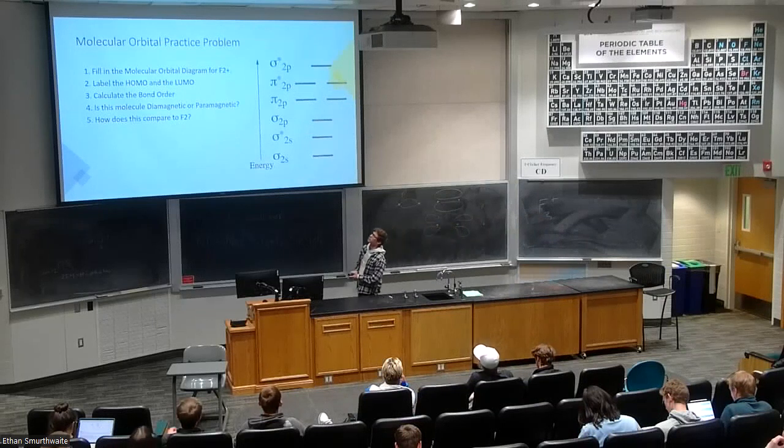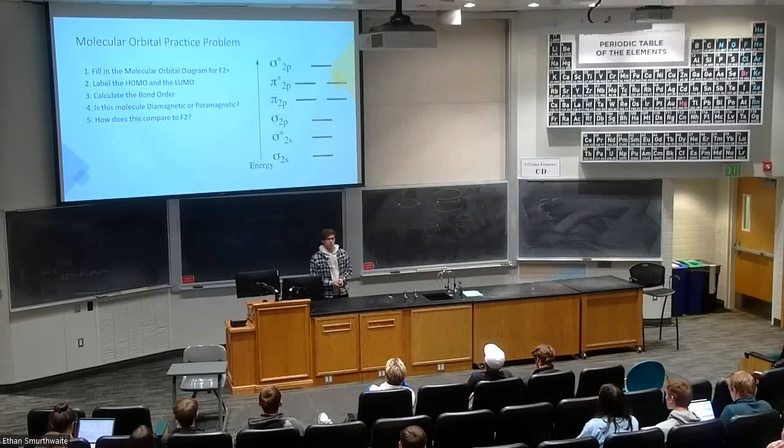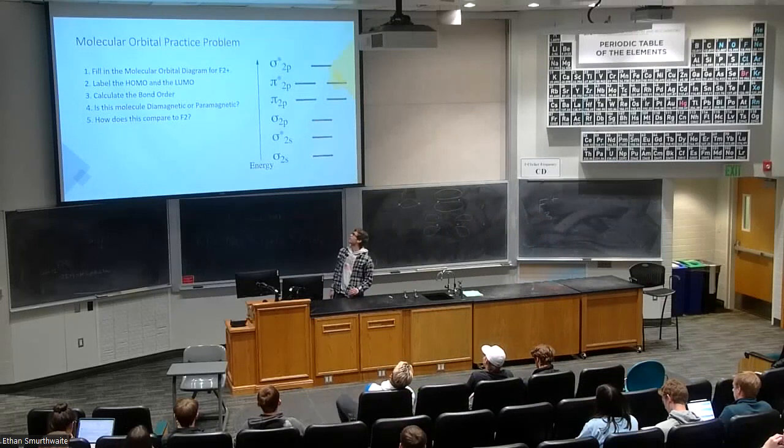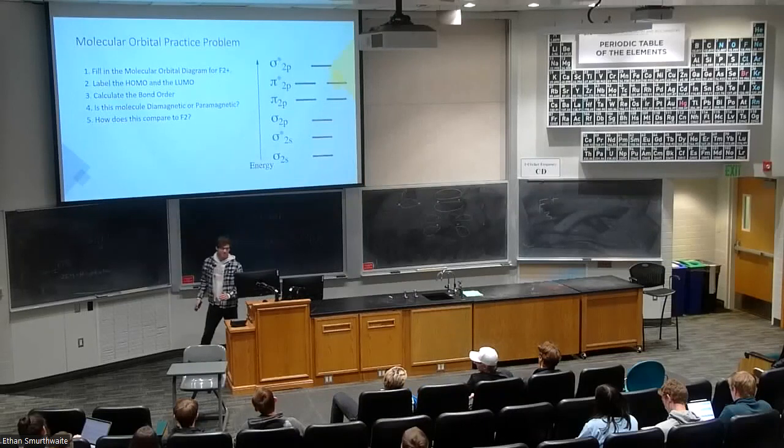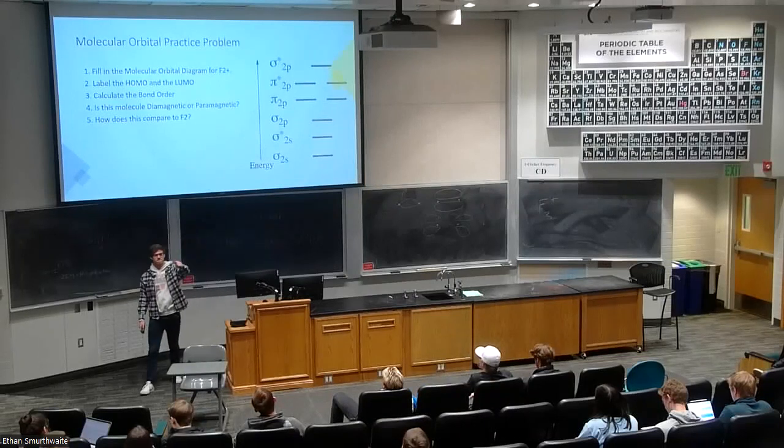Actually, wait, is it diamagnetic or paramagnetic? Paramagnetic, because that means unpaired. Diamagnetic means, dang, that's paired. That's how I remember it. Okay.